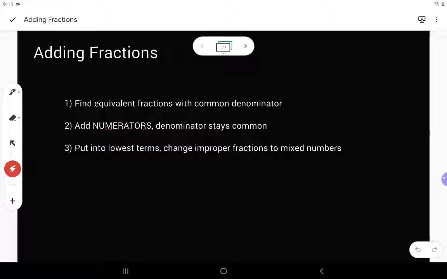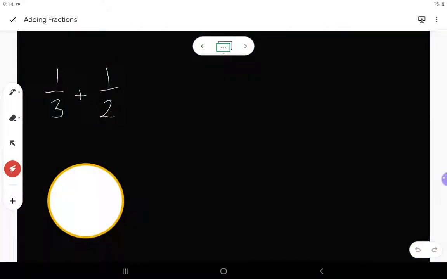the numerators. And we do all that work to find a common denominator, so that denominator is just going to stay common. Once we've added the numerators, we're going to put it into lowest terms and then change improper fractions to mixed numbers. You'll probably notice that this last step is really the same as what we're always checking with multiplying and dividing. So with fractions, we always want to check that it's in lowest terms and get anything that's improper back into mixed. Okay, so let's look at what this actually looks like.